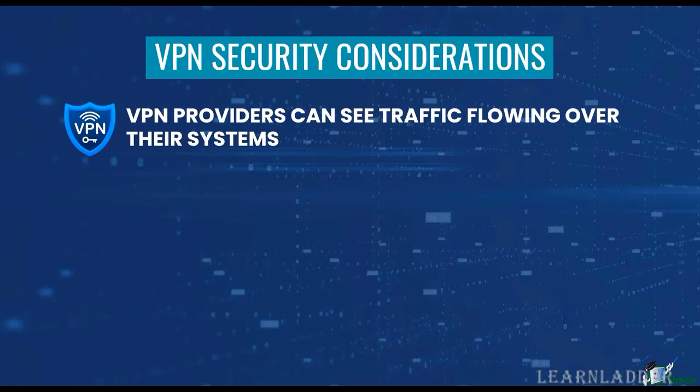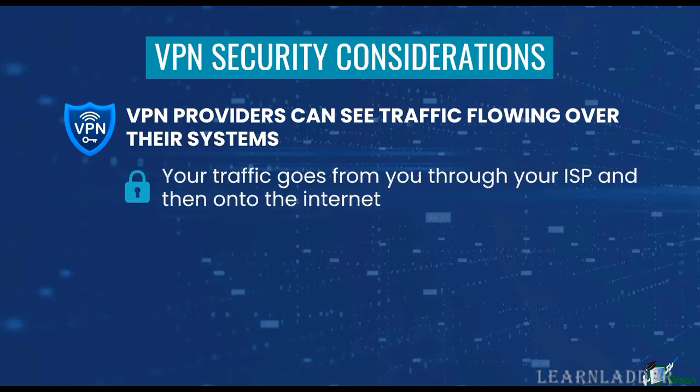A second VPN security consideration is that a VPN provider can see traffic flowing over their systems. With your traditional internet network connection, if you're using your home internet, your traffic goes from you through your ISP and onto the internet. Thus, all of your traffic passes through the ISP. You may choose to use a VPN to conceal that traffic from the ISP.